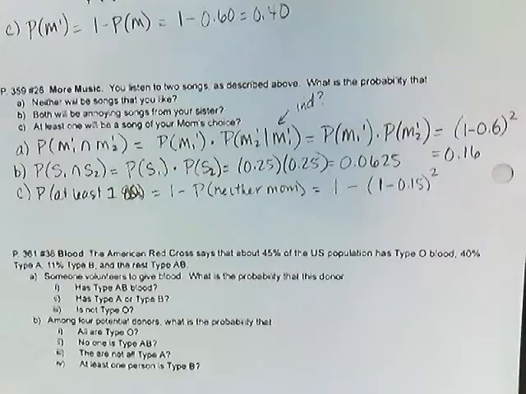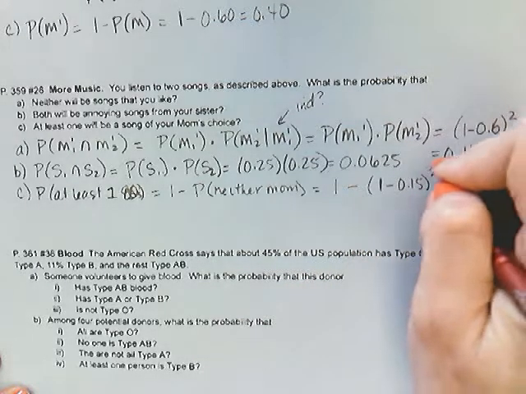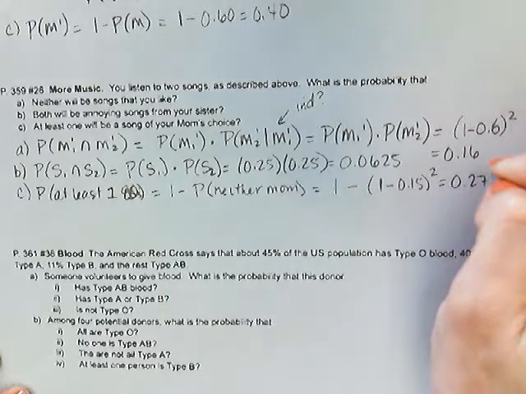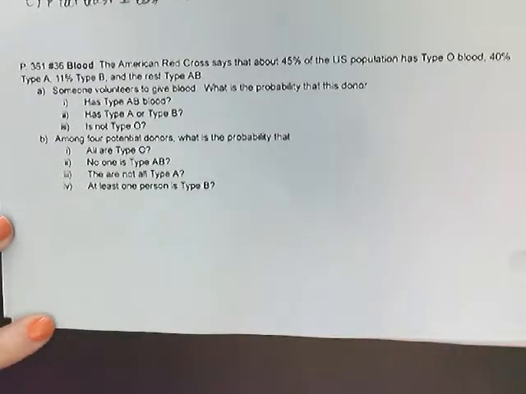Did somebody calculate that yet? Yeah. What is it? 0.2775. 0.2775. Sounds good to me. I'll believe it. All right, let's go down to blood type. Got 2 more problems. We can get through it.